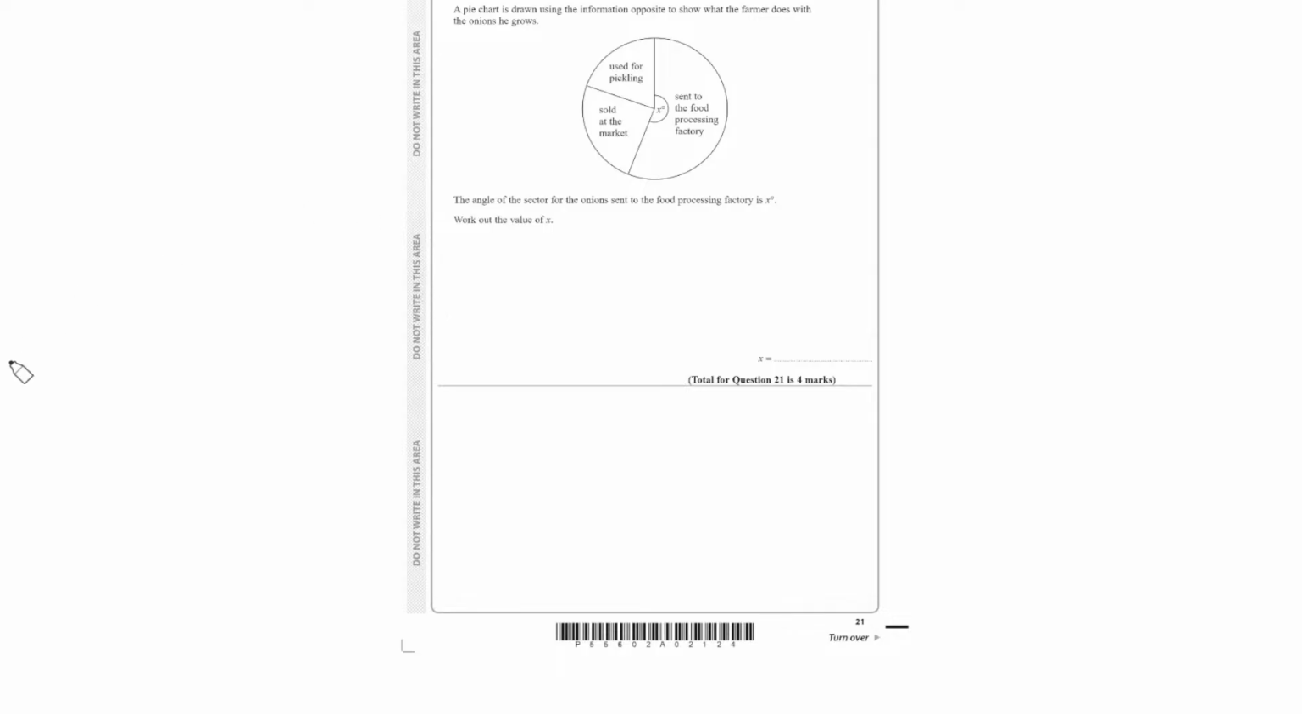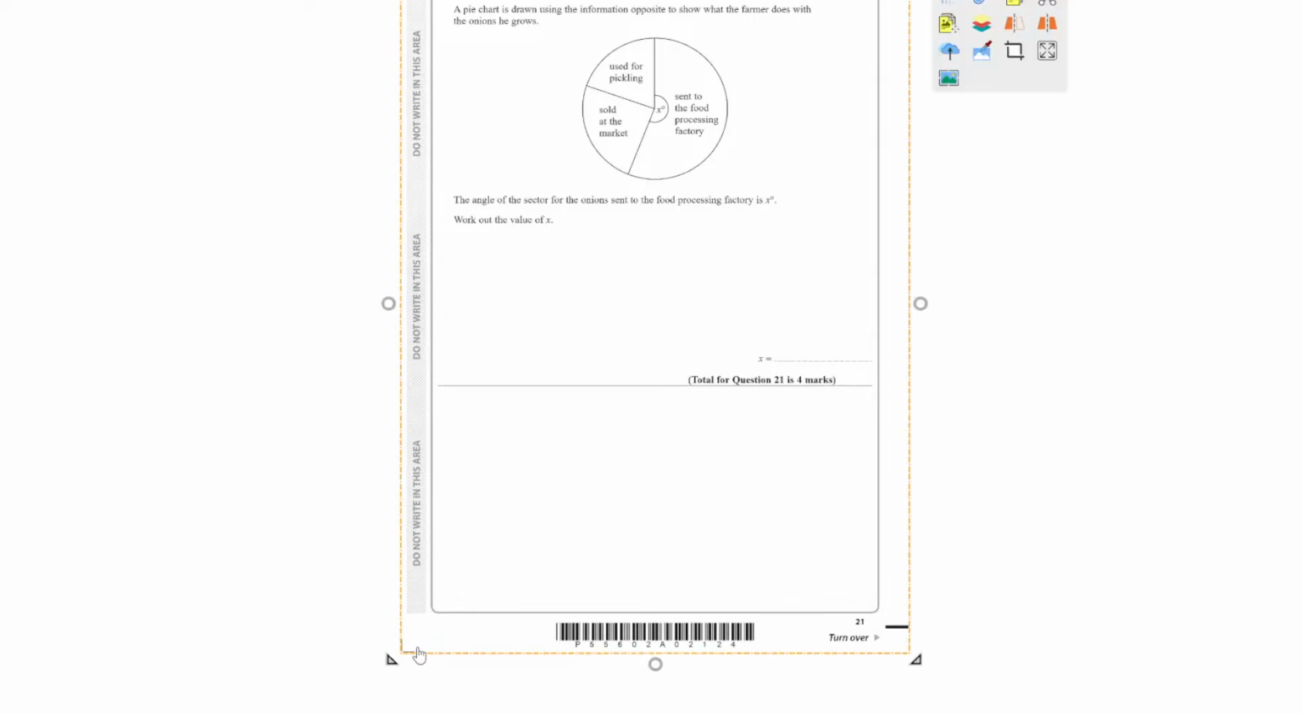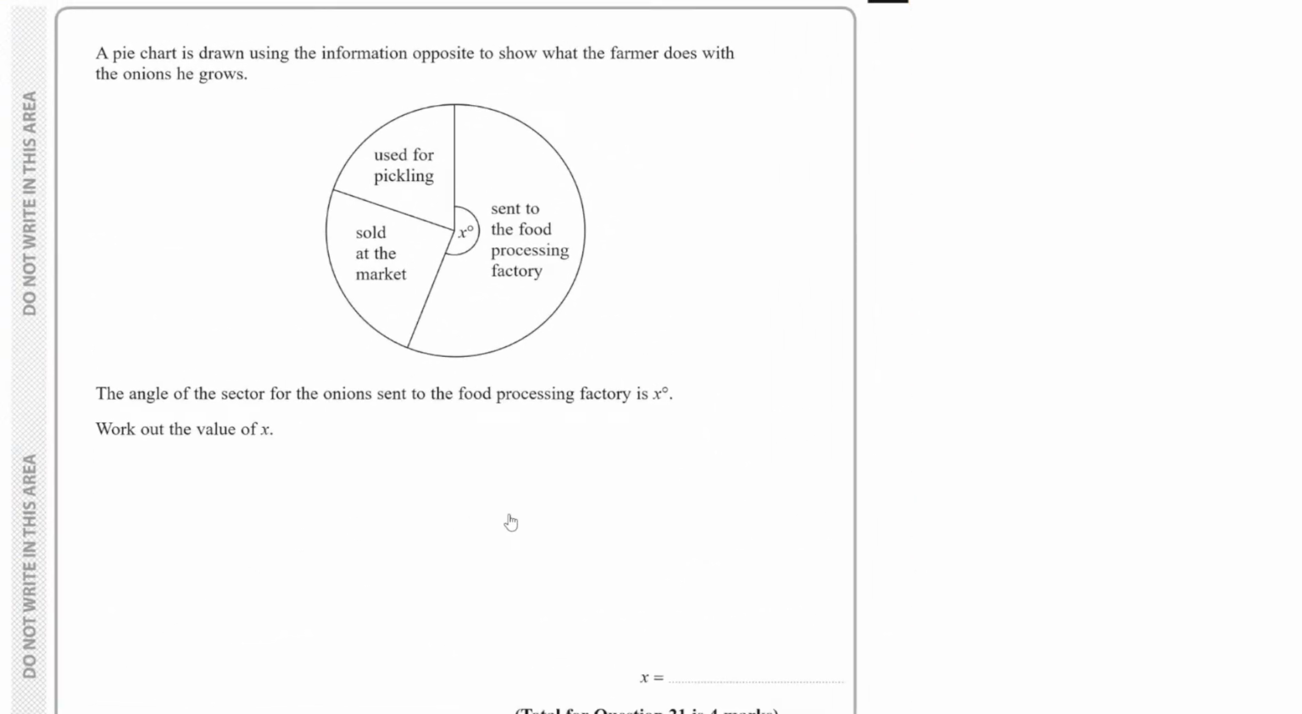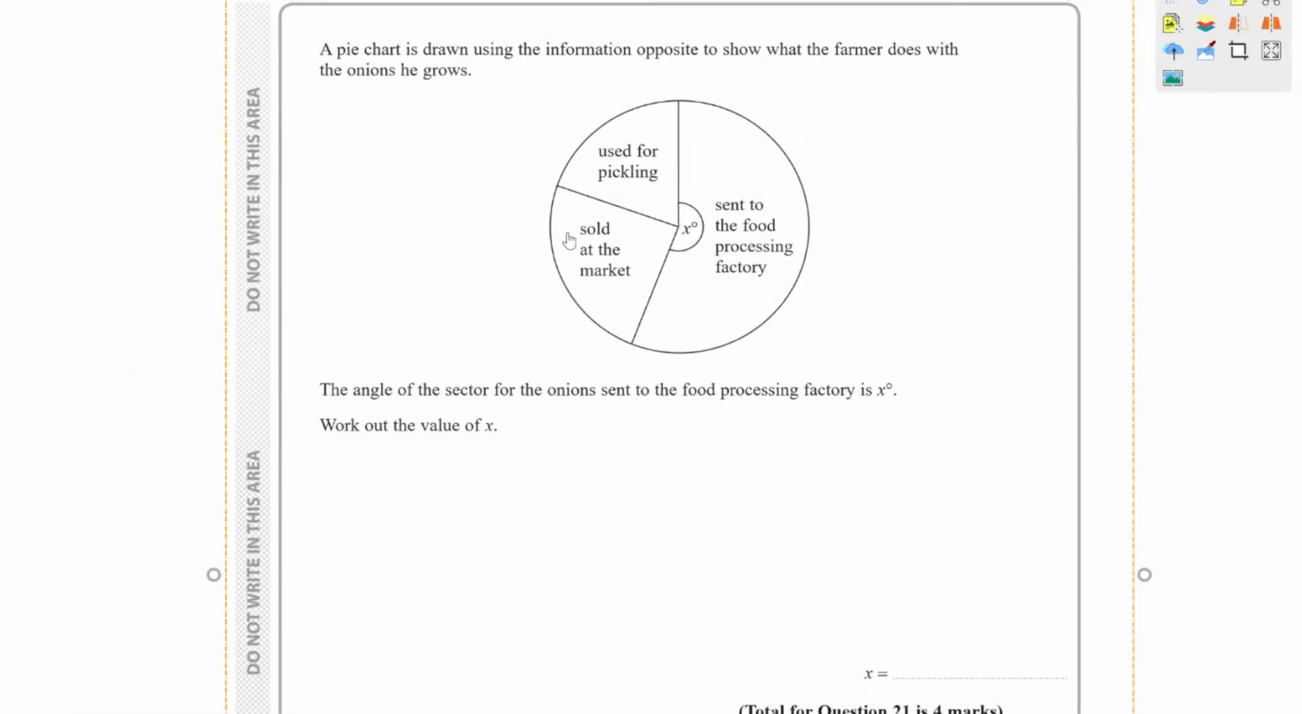So let me just get the question quick. Then we'll go back and look at the actual histogram. A pie chart is drawn for the information opposite. When you print it, it'll be on the opposite page for you, so you'll be able to look at them both at the same time. A pie chart is drawn using the information opposite to show what the farmer does with the onions he grows. You can see some of them are used for pickling, sold at market, or sent for food processing. The angle of the sector for the onions sent to the food processing factory is x. Work out the value of x.